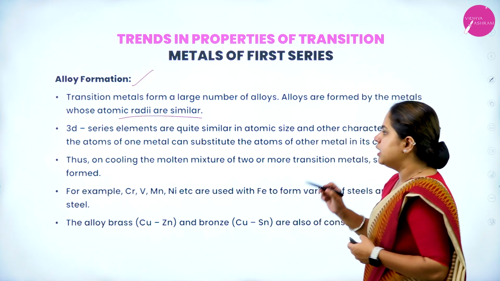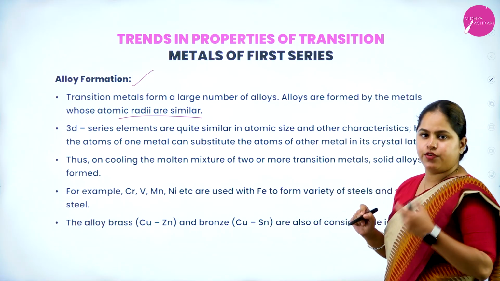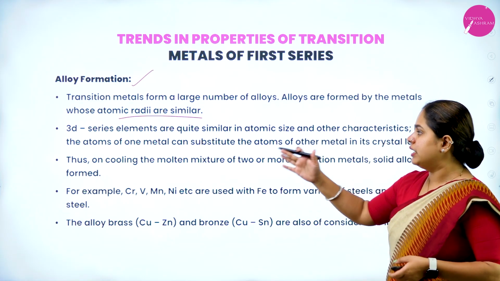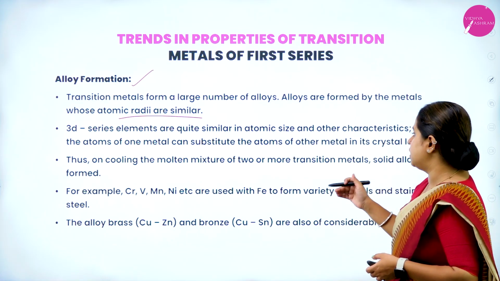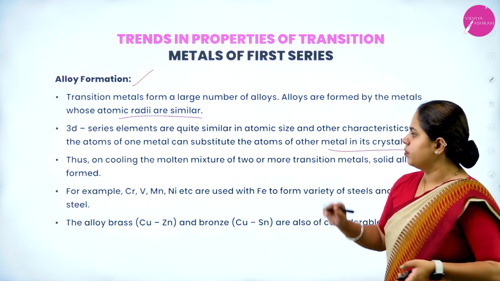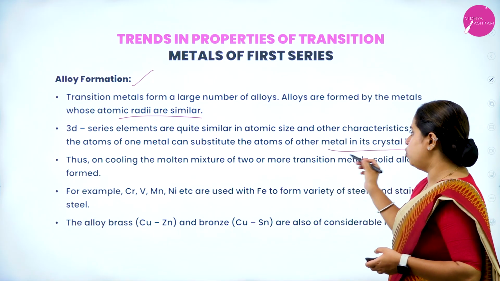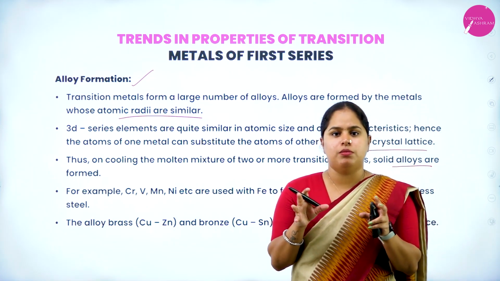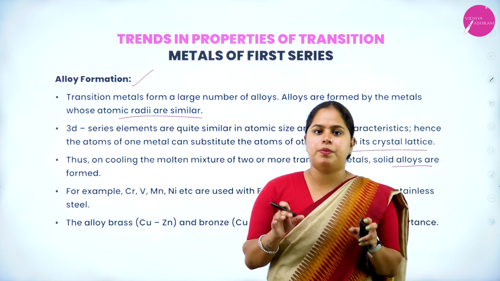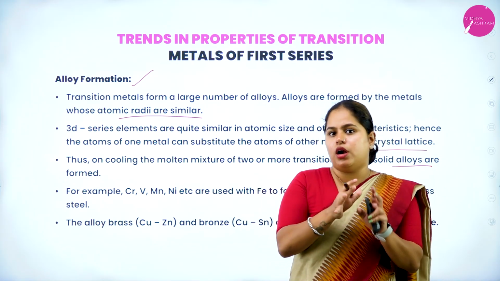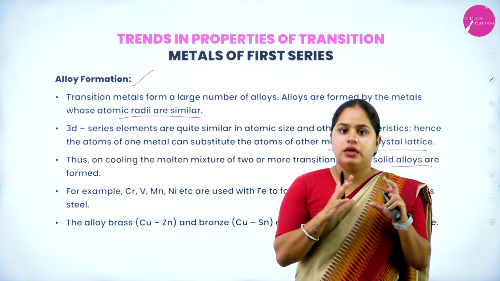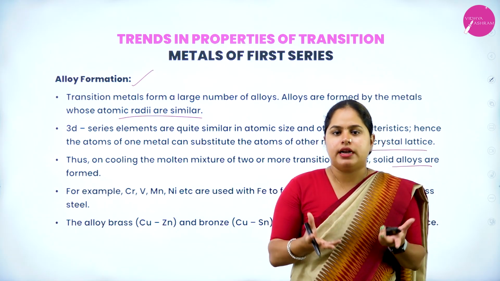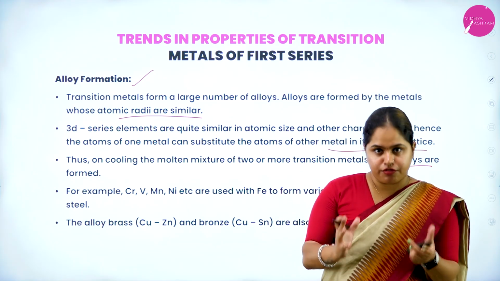So 3D series elements are quite similar in atomic size. We already know that they are quite similar in their atomic size and other characteristics. Hence, the atoms of one metal can substitute the atoms of other metal in a crystal lattice. Right. Thus, on cooling the molten mixture of two or more transition elements, solid alloys are formed. So, all of these are having almost a similar size and characteristics. So, these 3D elements can be combined one over the other, and a mixture of these metals can be formed. So, it is cooled together. So, we will get an alloy, which is a mixture of different elements.